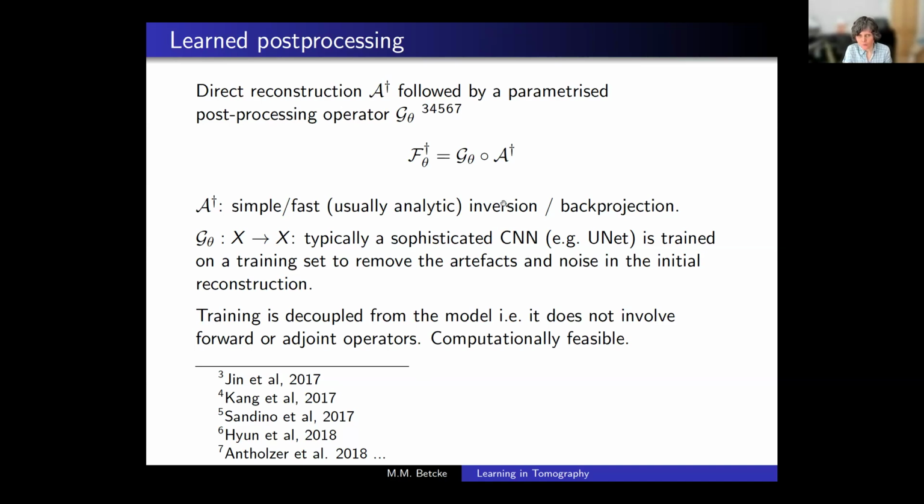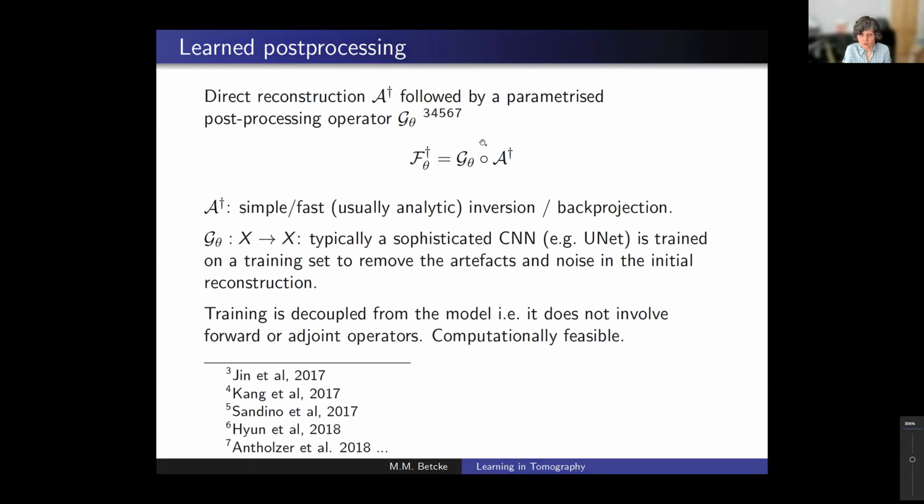So first, the post-processing. As I mentioned already, it can be a composition of some analytical inversion with a neural network. And the idea is that this neural network should remove artifacts. And for that, this neural network will need to be a bit more elaborate. So usually people use something like a UNet, a multi-level convolutional network frequently used in imaging.